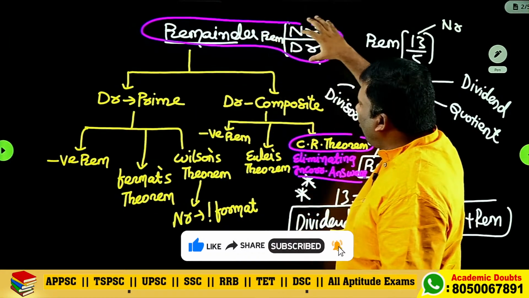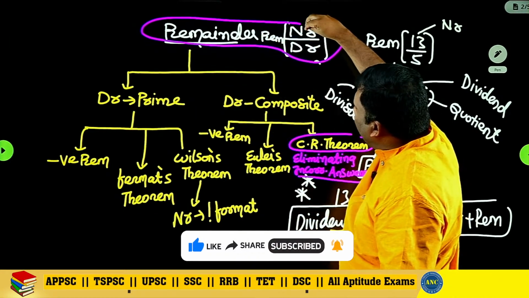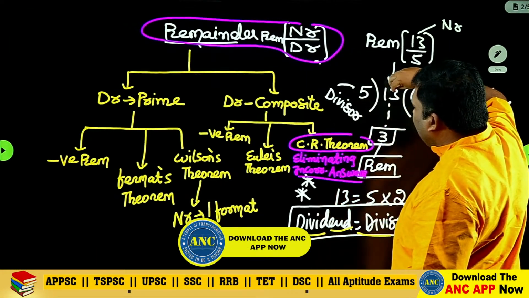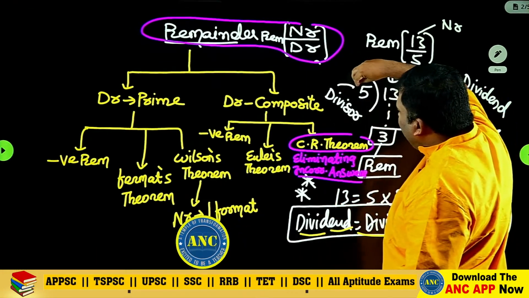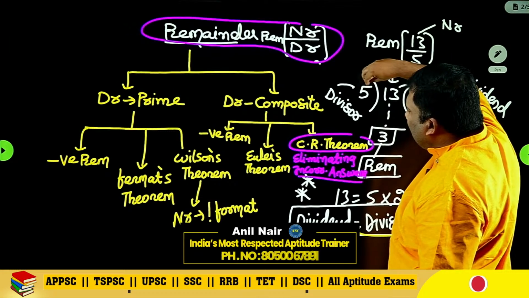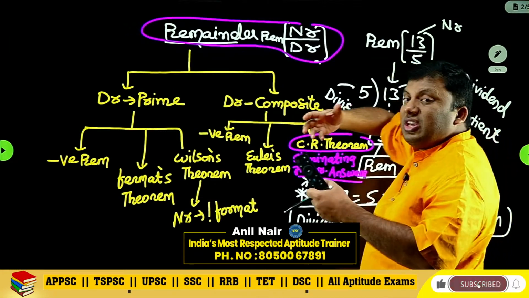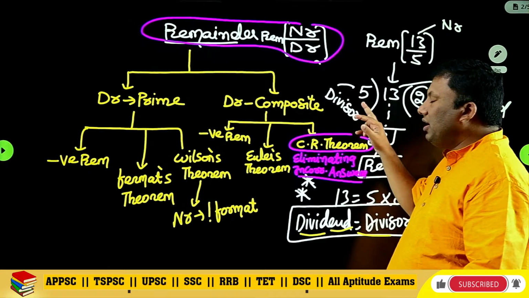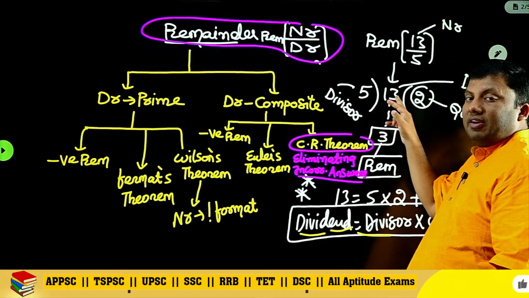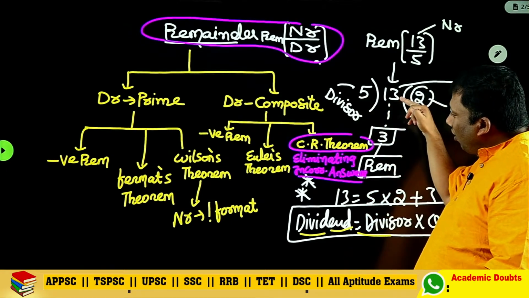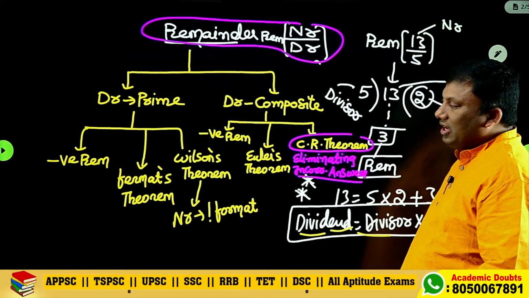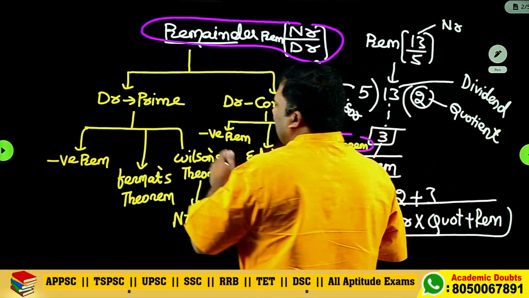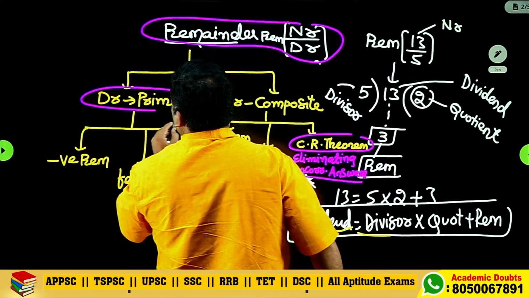The remainder format will be like this. A number will be divided by another number. The number which is dividing is the divisor. The number which is getting divided is the dividend. How many times the divisor is dividing the dividend? That is the quotient. What is left over? That is the remainder.